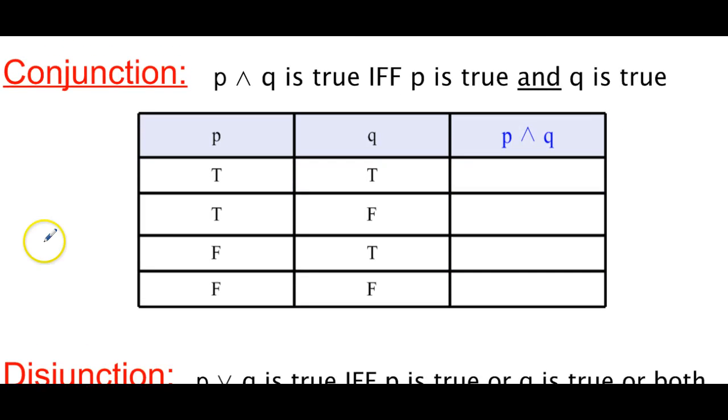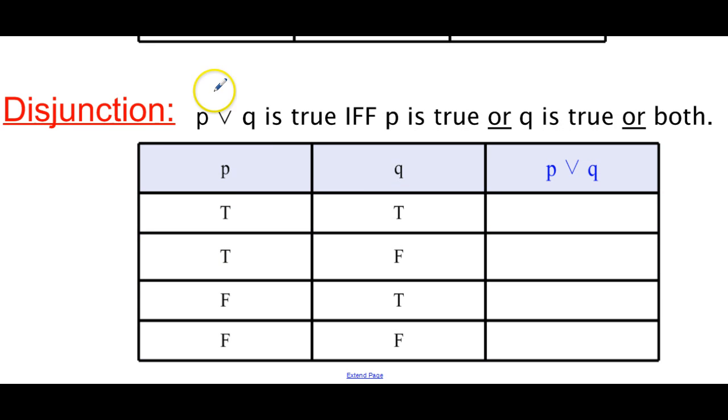Conjunction, P and Q, right, is true if and only if P is true and Q is true. So the only one that is true is the top part. So this is only true, and this is going to be a big false. So I'm just going to put a big F right here. All right.